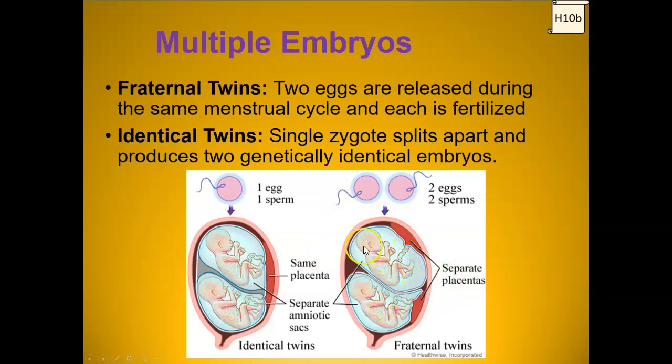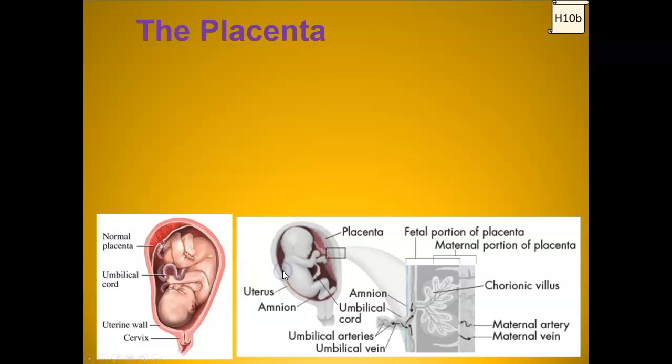Typically, multiples beyond twins are some sort of fraternal twins, but there have been cases, from what I understand, of identical triplets, I believe, or even cases where you have two fraternal twins and two identical twins and then a fraternal twin in there at the same time. So there's lots of combinations that can occur.